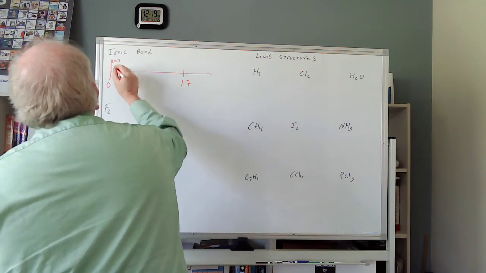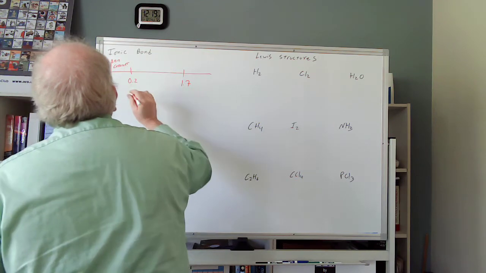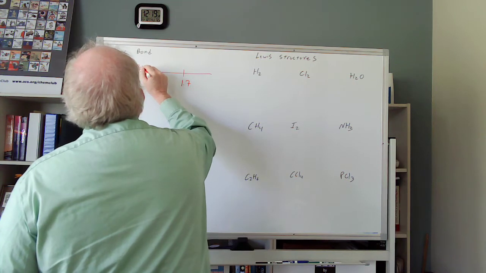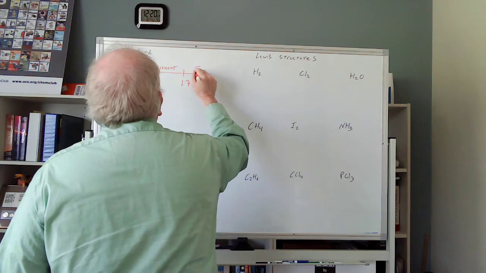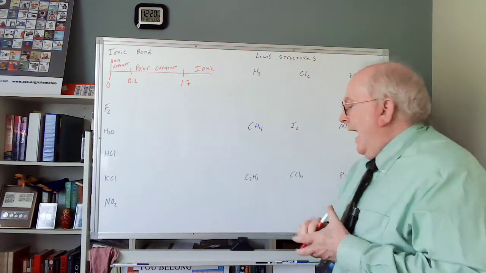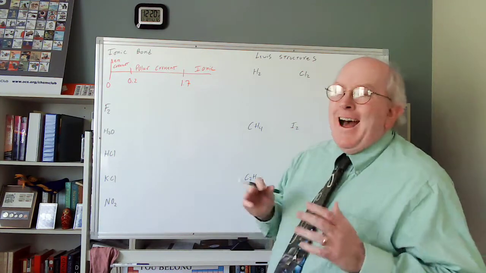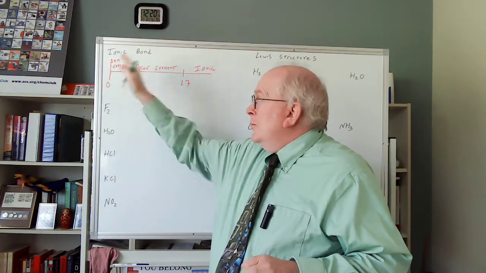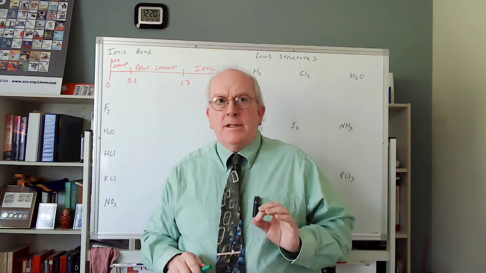If it's below 0.2, most books say it is a covalent bond. If the difference is between 0.2 and 1.7, most books say polar covalent. And above 1.7, ionic. Now, I gotta be honest with you, I have a problem with that. This is not really 100% true. Are there any truly, purely covalent bonds? The answer is yes, for sure.